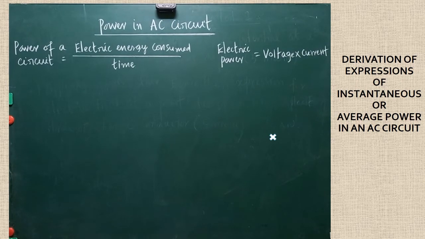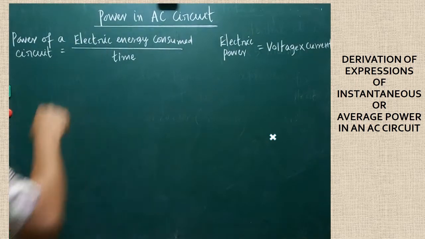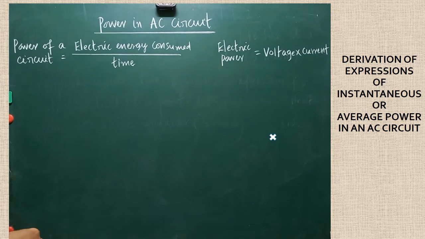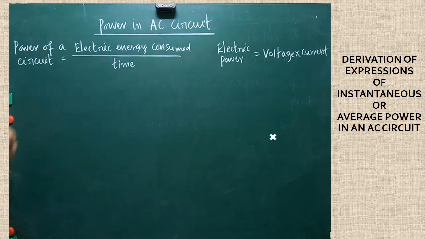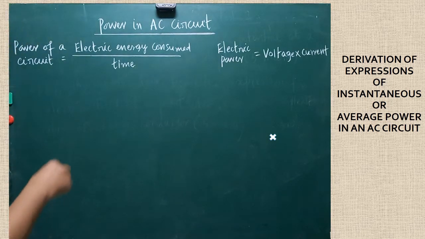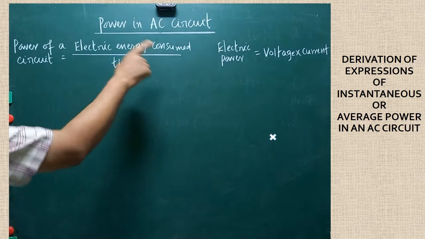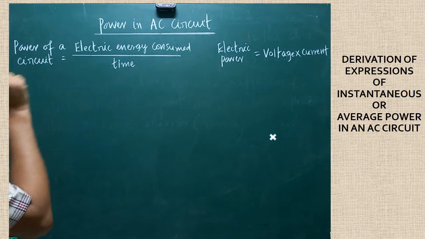Today we are going to learn about the topic called power in AC circuit. You know the meaning of AC. AC means alternating current. In general, to calculate the power of a circuit, what is the formula? Rate of electric energy consumed is the general definition.